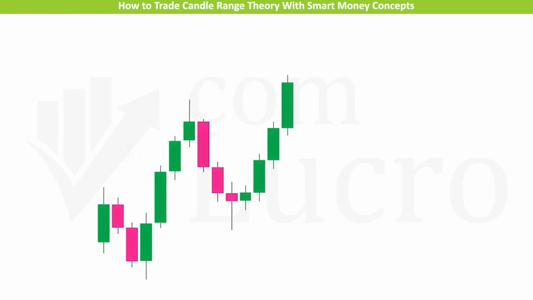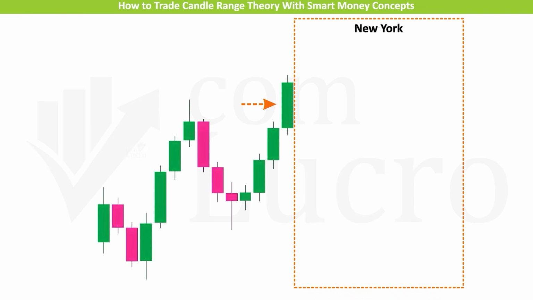Now let's move to the concrete rules and break down how to trade it step by step on the chart. The first question to ask is, which candle should you choose when applying the candle range theory? If you've explored this concept before, you've probably seen that one of the most common methods among traders is to focus on the 1-hour candle formed right before the New York session opens.